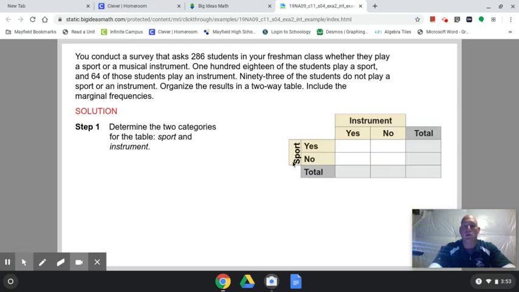So we're comparing sports, instrument. Do you play a sport? Do you play an instrument? This just personally, on a personal note, I am very, very jealous of anyone that can play an instrument. I played some sports in high school, and I really, really wish I would have learned to play an instrument.